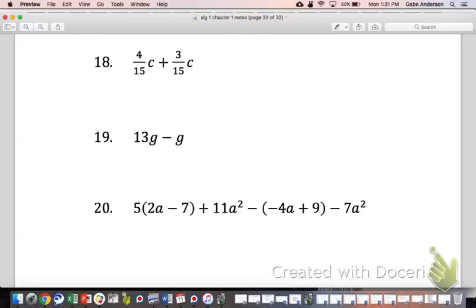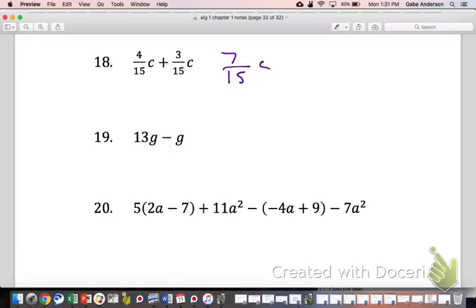Ashlyn, what'd you get for number 18? I got 7g. Oh, I think you combined that with number 19. Sorry. I got 7/15 c. 7/15 c, definitely correct. She added the coefficients correctly, and left the variable the same. Unfortunately it's really common. People will sometimes say c plus c is like c squared, right? And so we want to be really careful with that. You did a good job.